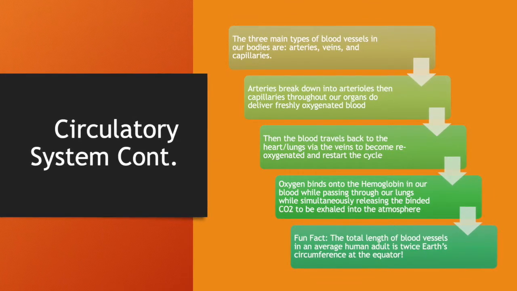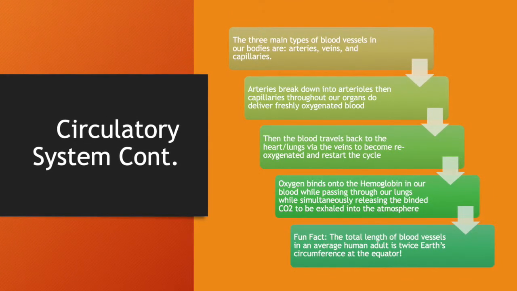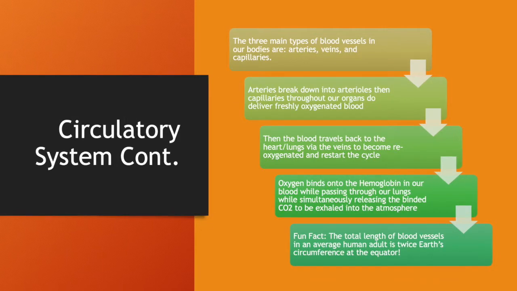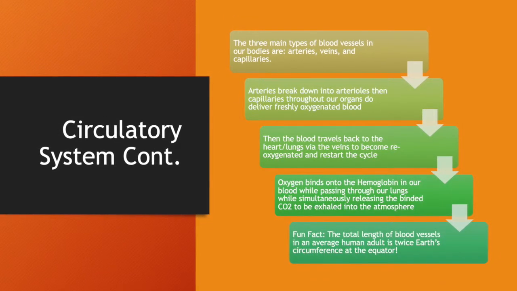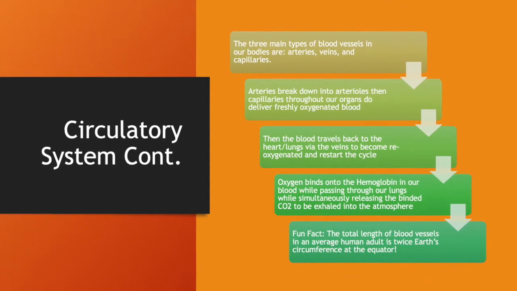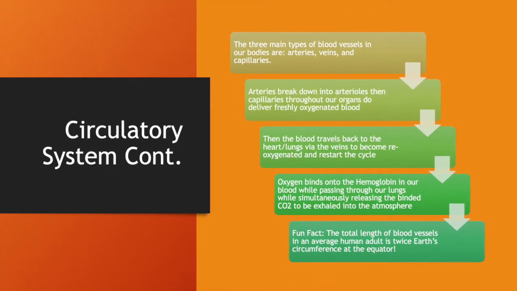The oxygen carrier in our blood is known as hemoglobin. Oxygen binds to the hemoglobin as it's passing through the lungs while simultaneously releasing the CO2 waste to be released back into the atmosphere.